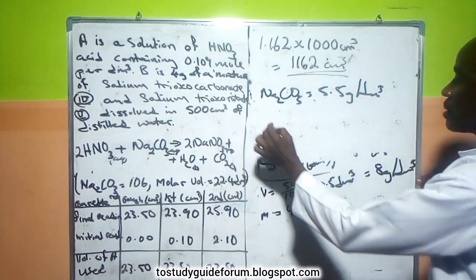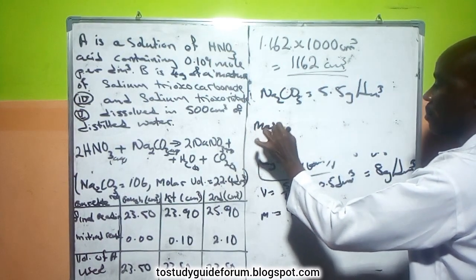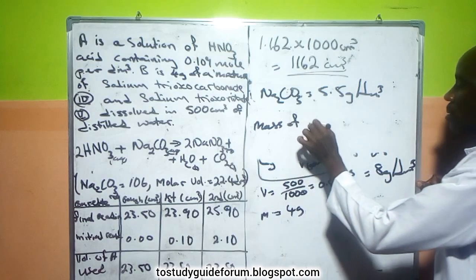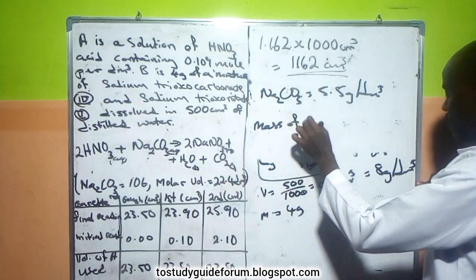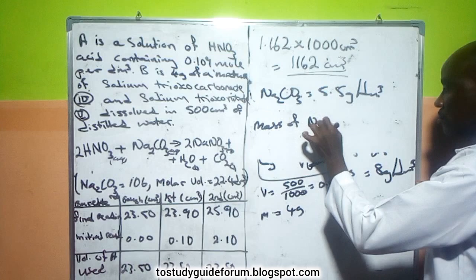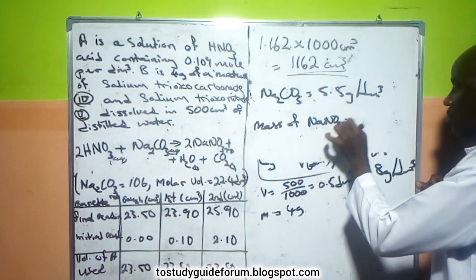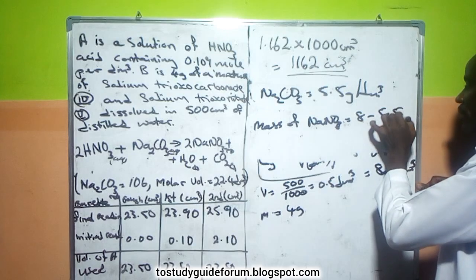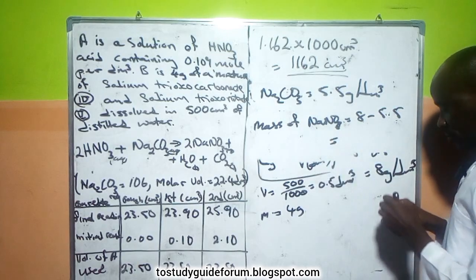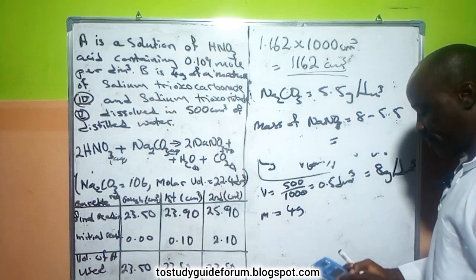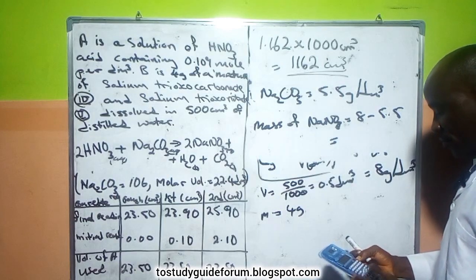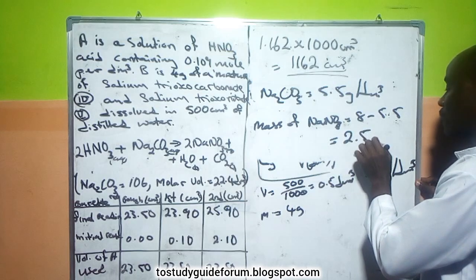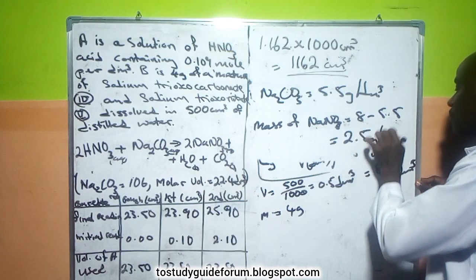So what next? The mass of sodium trioxonitrate V will then be 8 minus 5.5. That will give us 2.5 grams per dm cube.